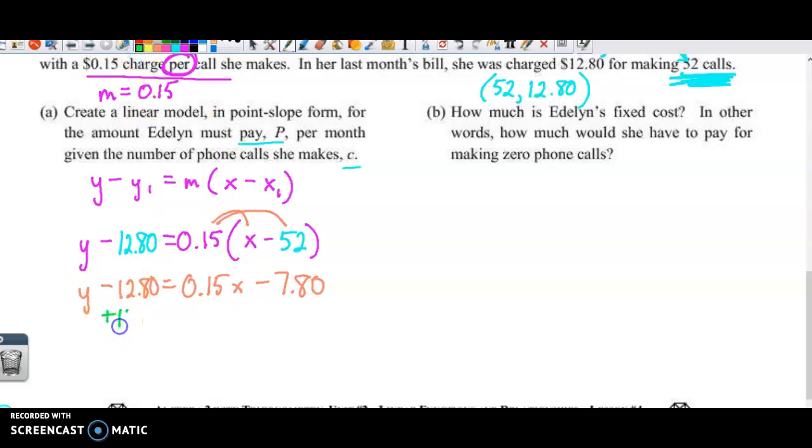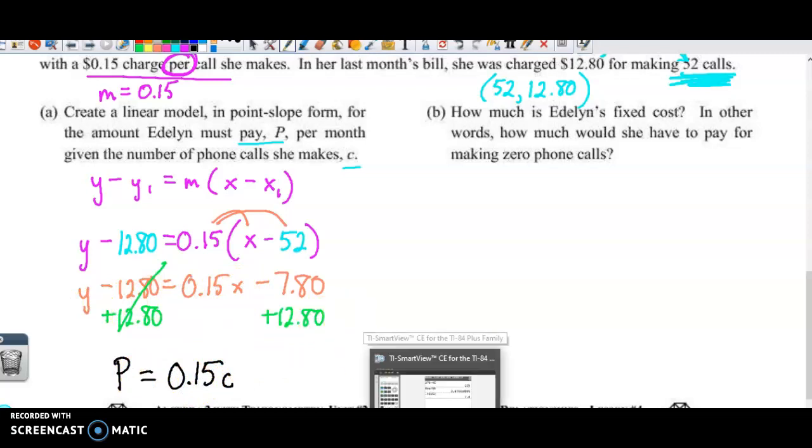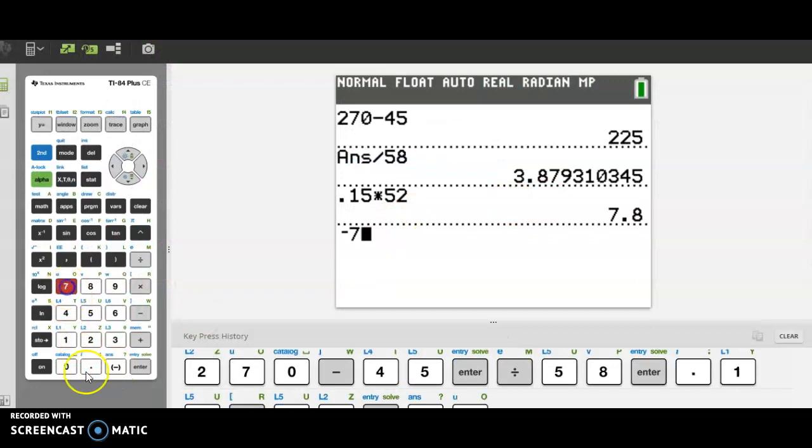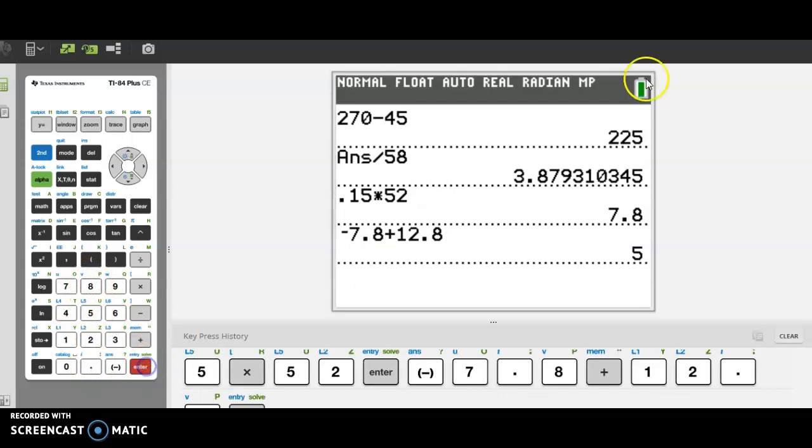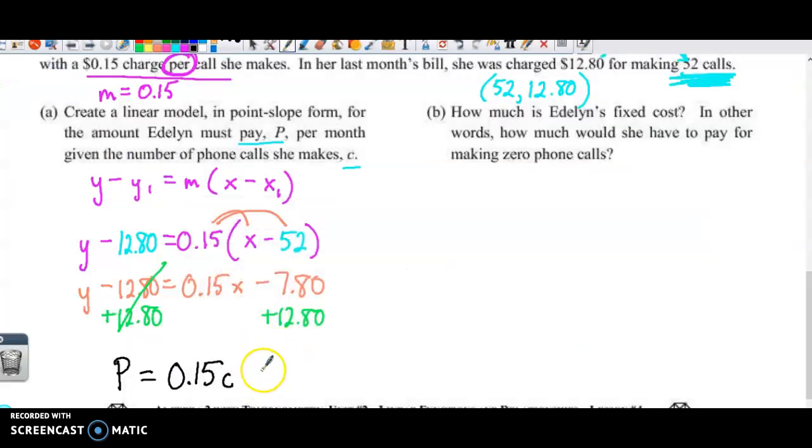Let's switch colors one more time. And I hope you're okay. I'm going to switch my variables. I know it says y equals, but as I mentioned before, the pay that you have depends on the calls. So I'm switching back from y's and x's to p and c. And let's see, we had that negative 780 that we need to add 1280 to. So the fixed cost, no matter what, she must pay $5 a month and then 15 cents after it.